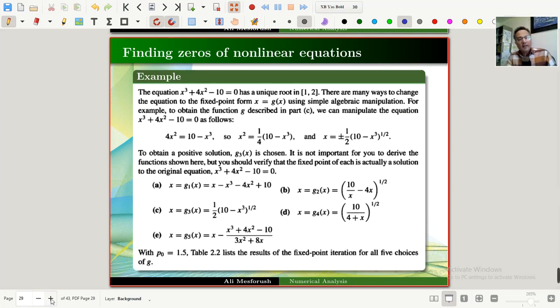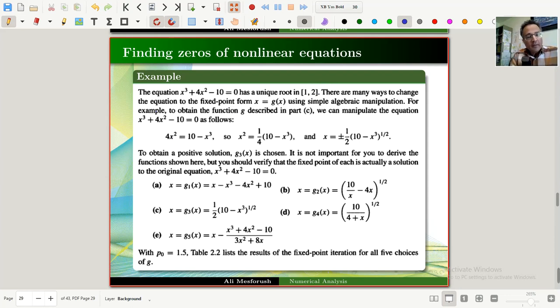Now let me show you an example of how we can compute the fixed point of an equation and use it for finding the root of an equation. Consider the equation x to the power of 3 plus 4x squared minus 10 equals 0. By using the fixed point theorem, we can find out that there is a unique root in the interval 1 to 2. Okay, so we have to construct a g of x equal to x from this equation.